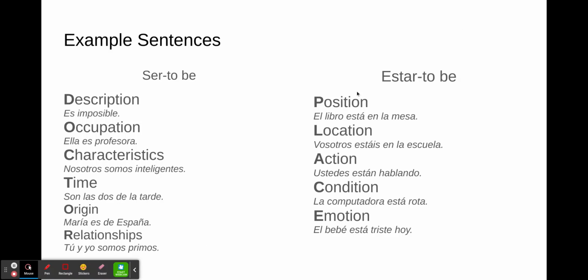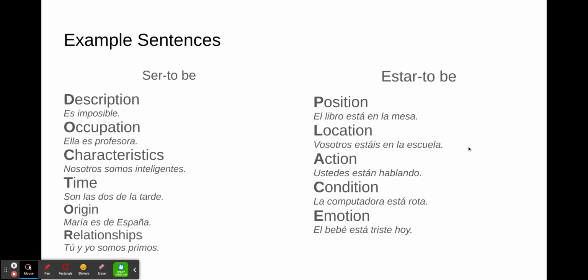Let's take a look at some examples with estar. For the position, el libro está en la mesa, the book is on the table. Location, vosotros estáis en la escuela, y'all are at school. Action, ustedes están hablando, you guys are talking right now. Condition, la computadora está rota, the computer is broken. An emotion, el bebé está triste hoy.